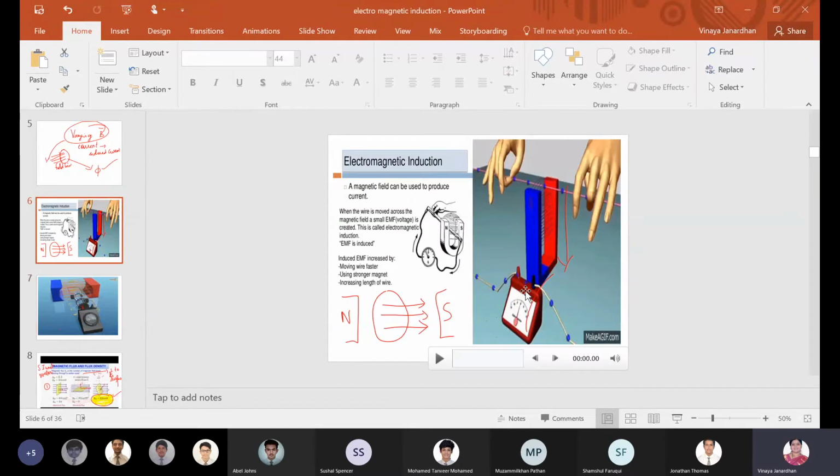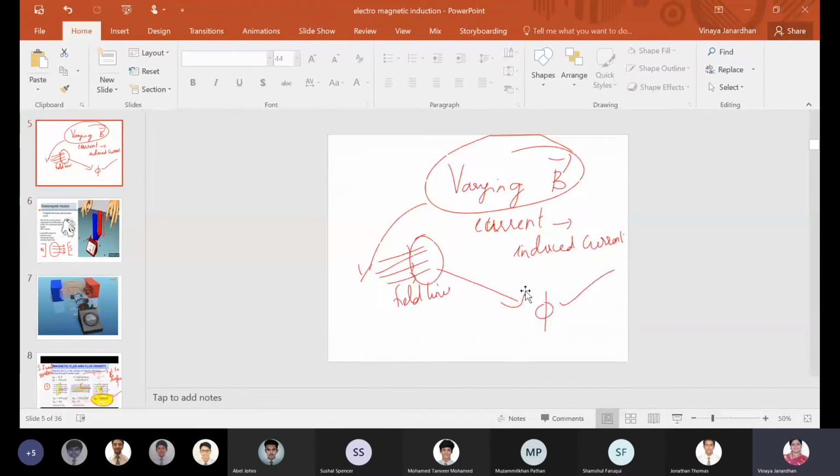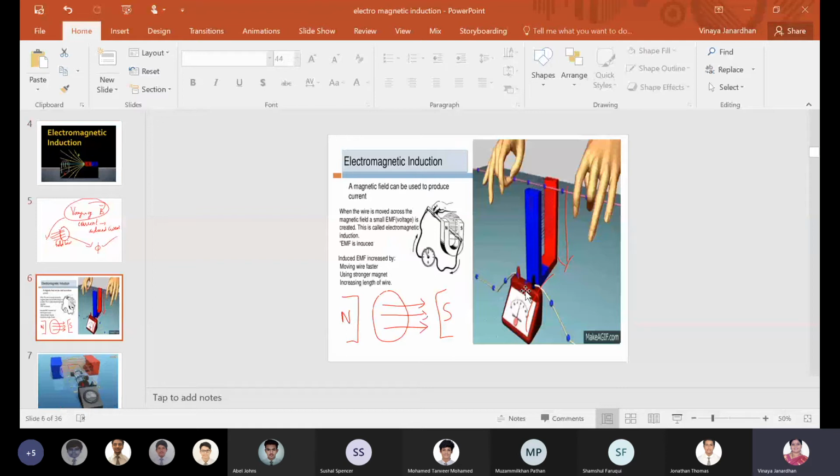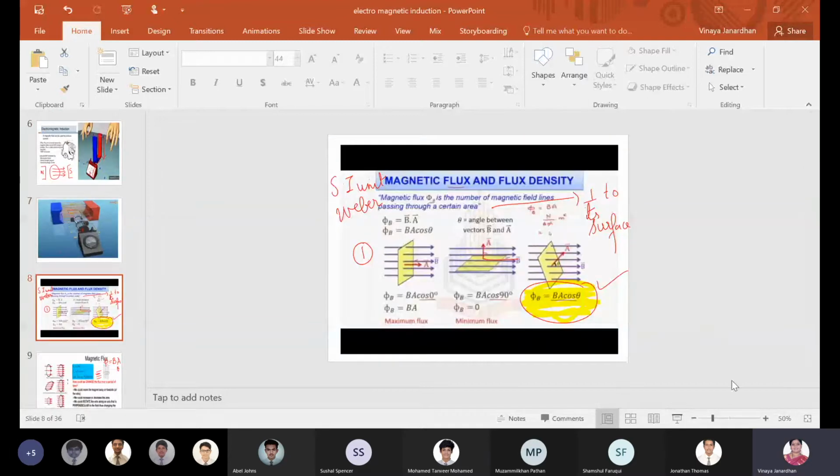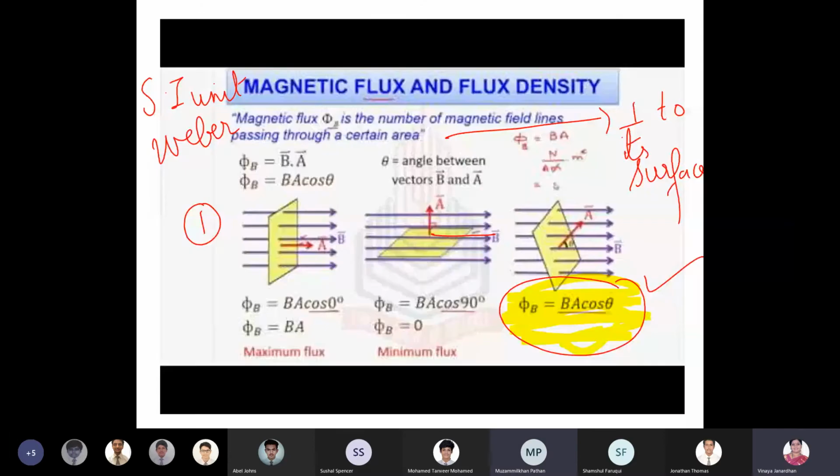Just write the statement, boys. Electromagnetic induction. I think later on I'll give you the statement. Before that, can you get full screen? Yeah, one second, boys.